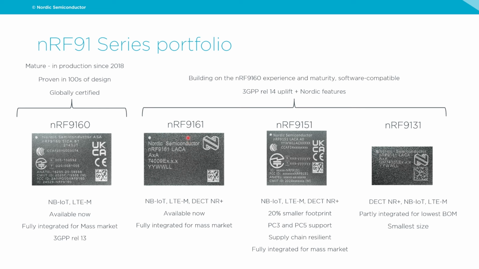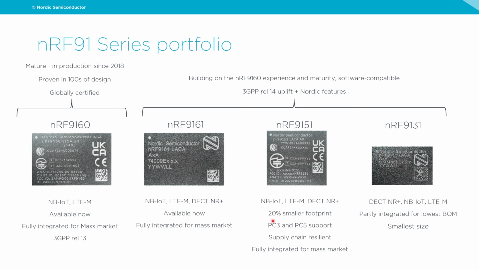So let me start then with the NRF9161. So in addition to the 3GPP release 14 uplift, this also brings support for DECT NR+, and it's again a fully certified global SIP. Then we have the NRF9151 that we announced in around February this year. This is expected to be available sometime this year. Just like the 61, it also brings support for DECT NR+, with some additional benefits. So it has a 20% smaller footprint.